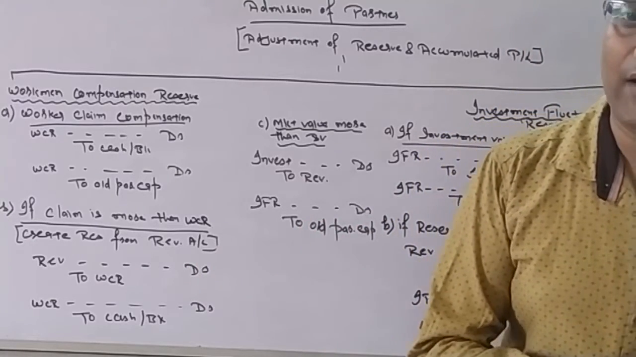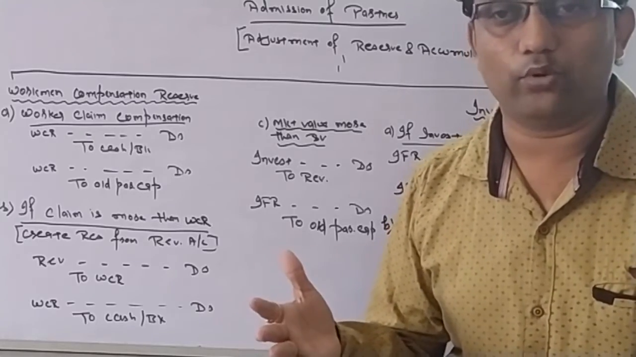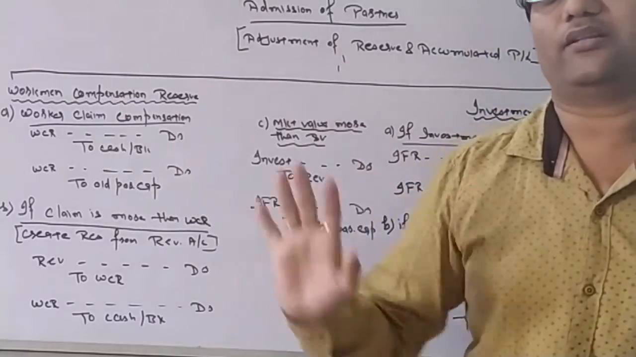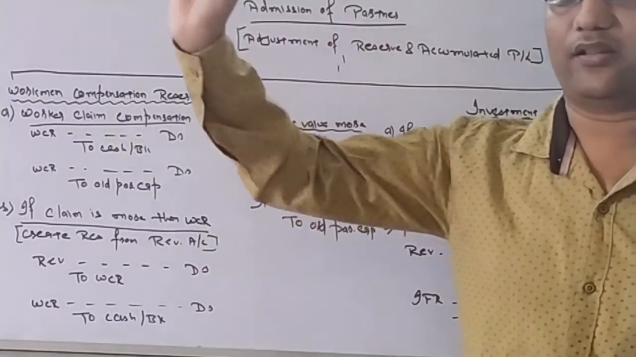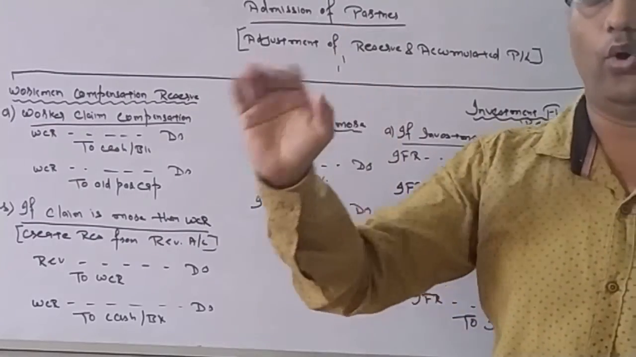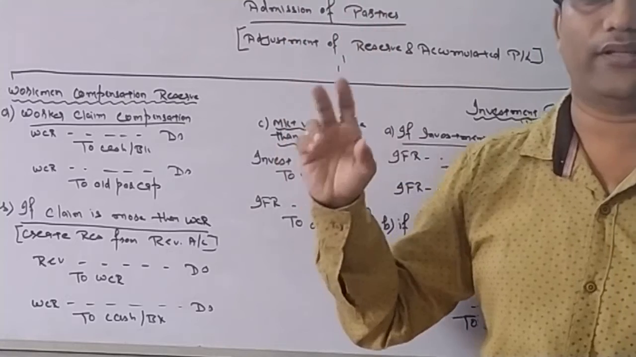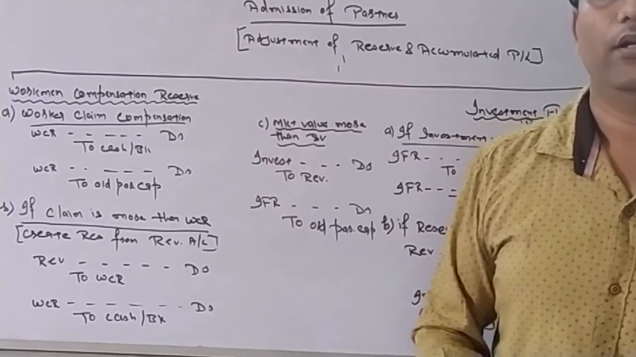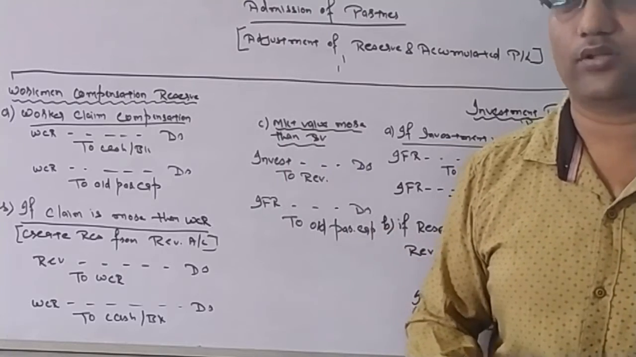In my first case, if our WCR is 10,000 and no worker came to claim, I will distribute that 10,000 among the old partners. Workman compensation reserve account debit to A's capital, to B's capital, in their old ratio. Suppose it's 2:3. So then 10,000 will be divided between A and B in the 2:3 ratio. That is 4,000 and 6,000.